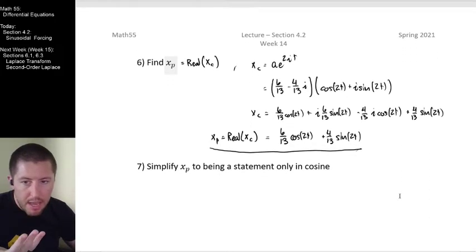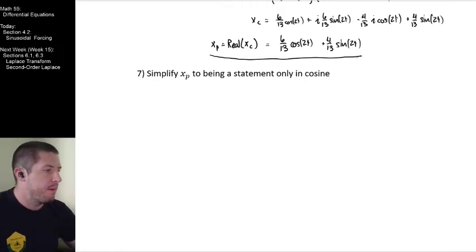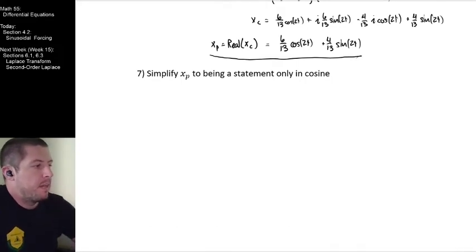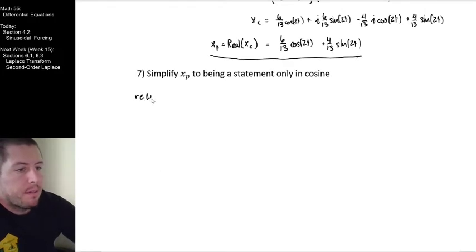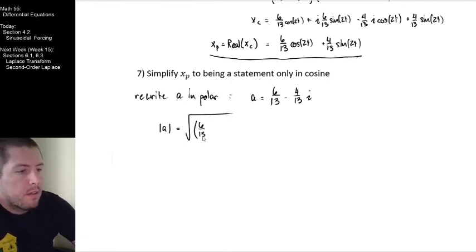We should just be mathematically responsible and convert this into the cosine statement like we had previously seen. So we want to rewrite A in polar to make this happen. So we had that A was 6/13 minus 4/13 i. So we can find that the magnitude of A is the square root of the sum of the squares of those two terms.